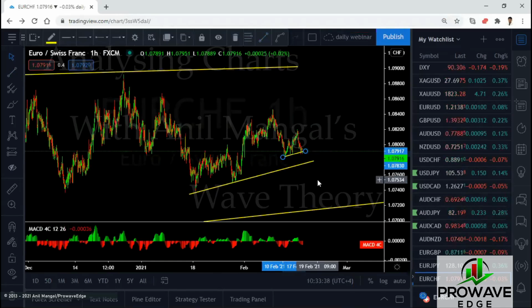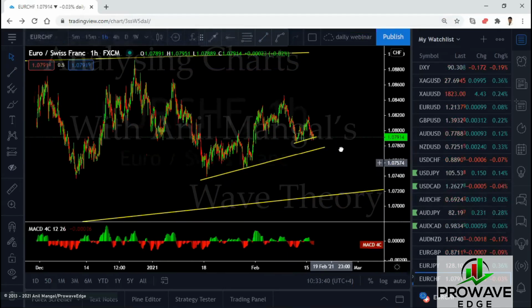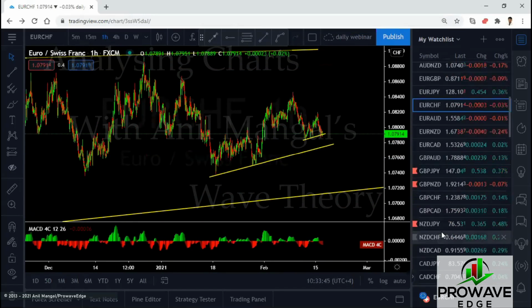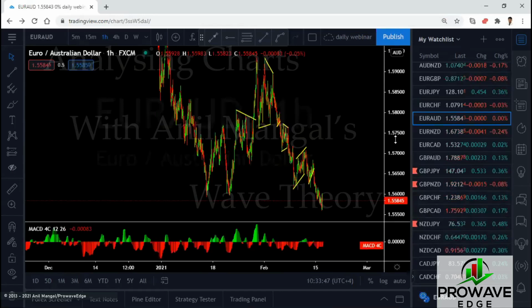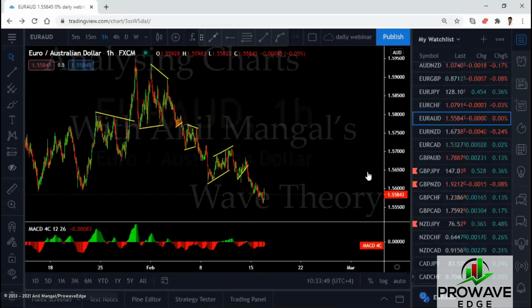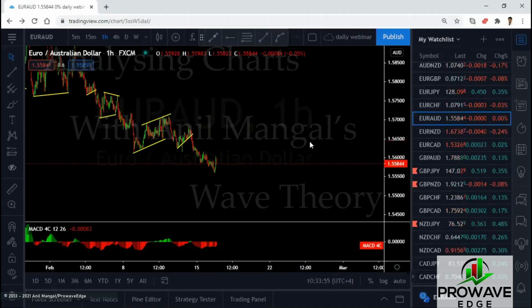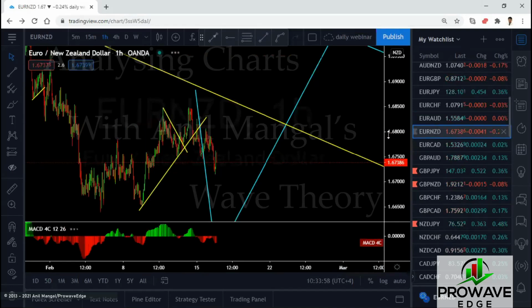So that might be a sell setup. It's not moving very fast and it's not moving very far. Euro Oz, keep selling. You're getting another sell setup here. I think you're getting another small running flat. That should be a sell setup. Euro New Zealand.